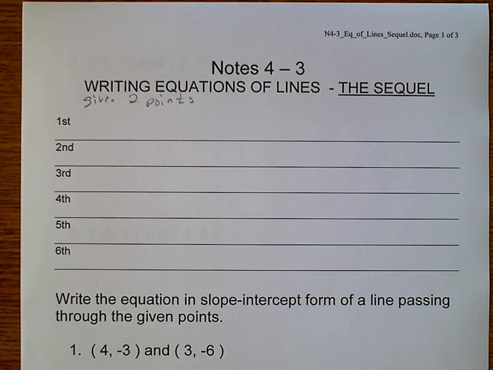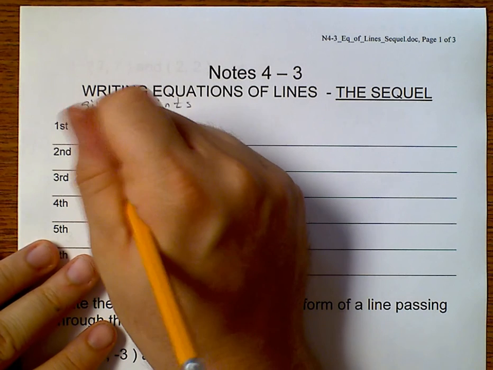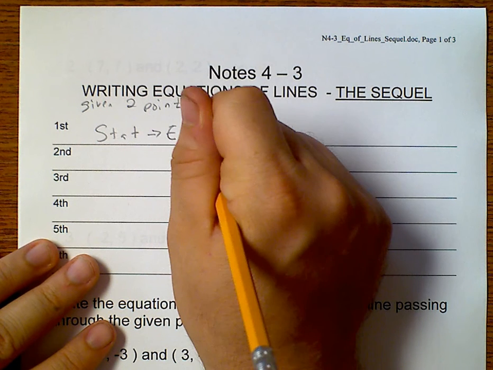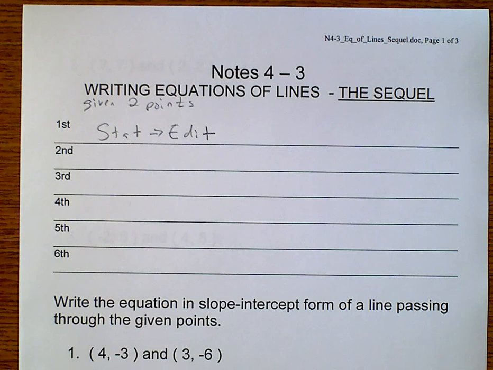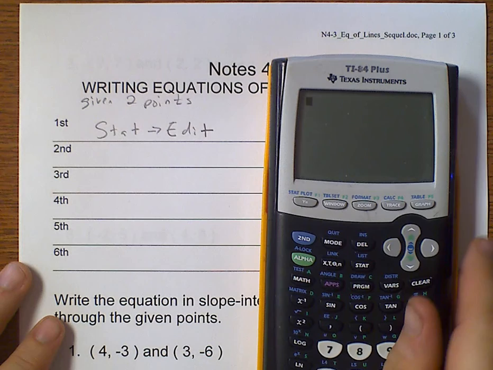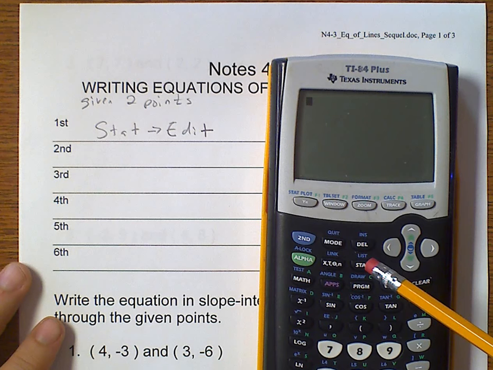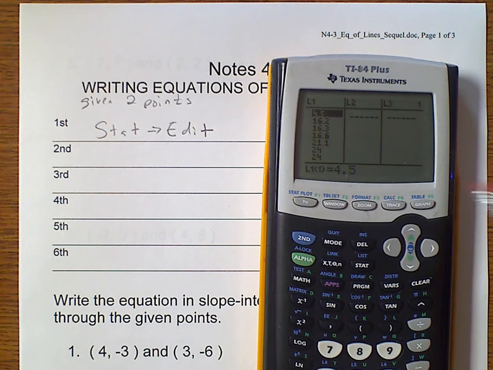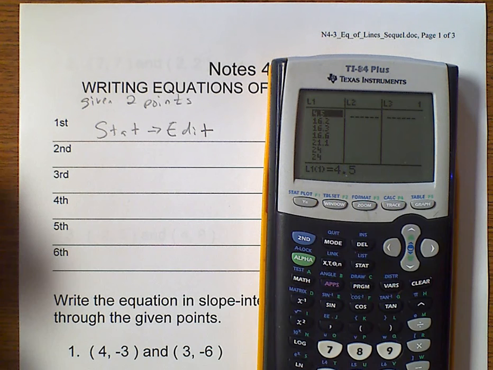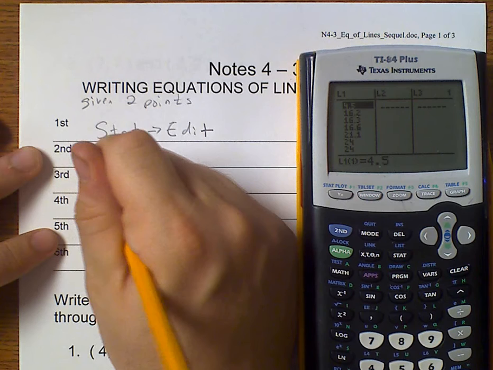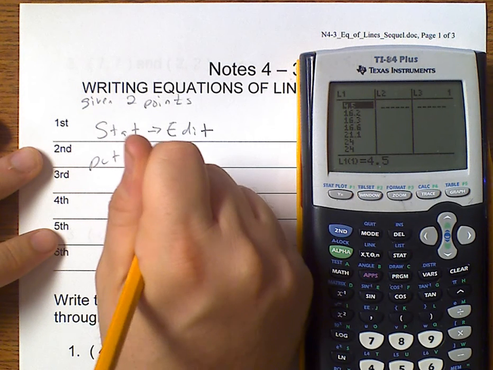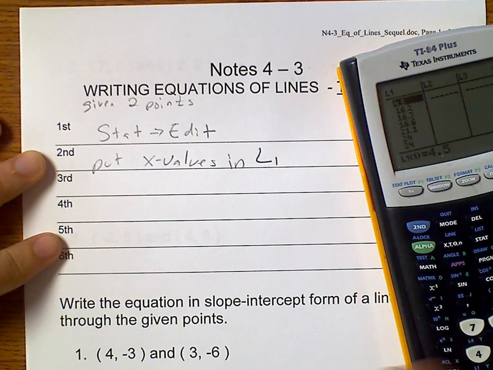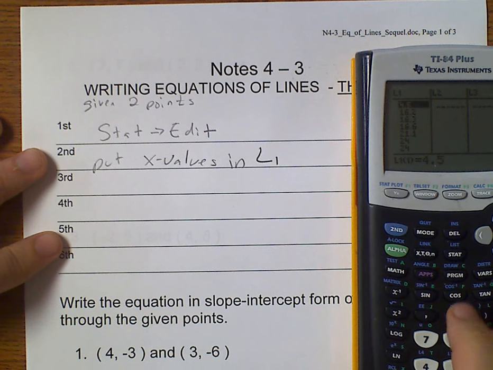The first thing we want to do is go to Stat, Edit on our calculator. I'm going to go ahead and get my calculator over here. You're going to push the Stat button, then go to Edit, which is the very first thing that you see. Notice that you have L1, L2, and L3. You're going to put the x values in L1.